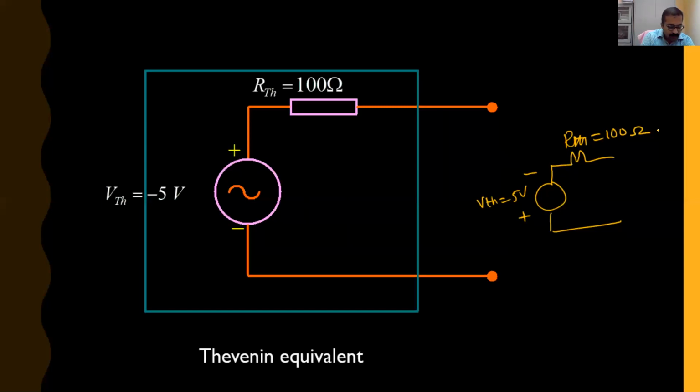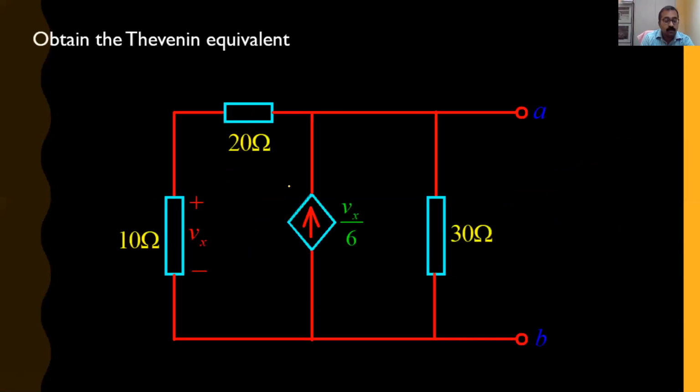Okay, now let us consider a case where we do not have any independent voltage source. Obtain the Thevenin equivalent. The Thevenin equivalent in this case will comprise only of a resistance, because there is no dependent or independent voltage source or independent current source. So your Thevenin equivalent comprises simply a resistance. So how to find the Thevenin equivalent?